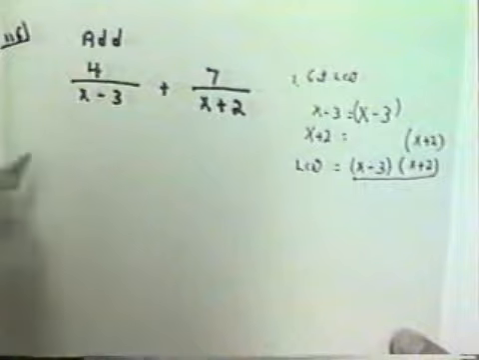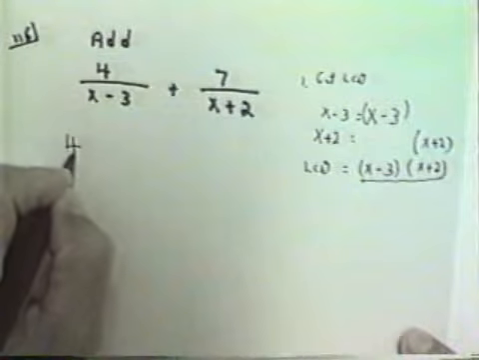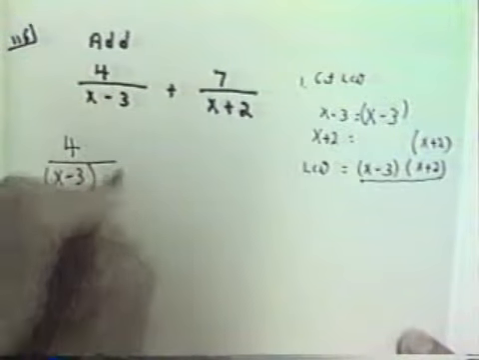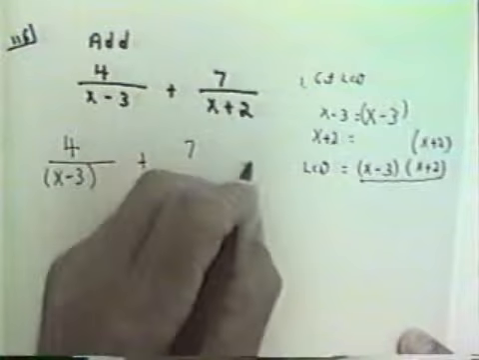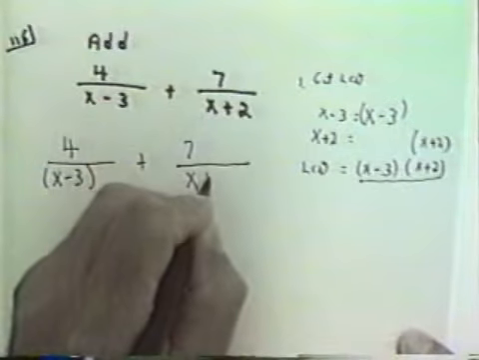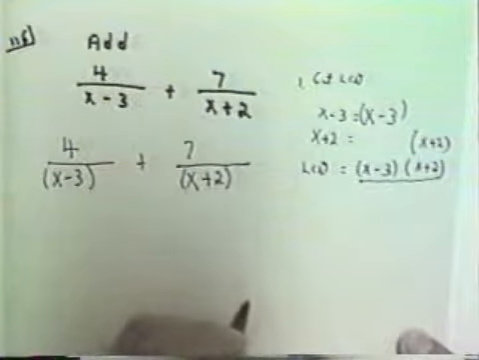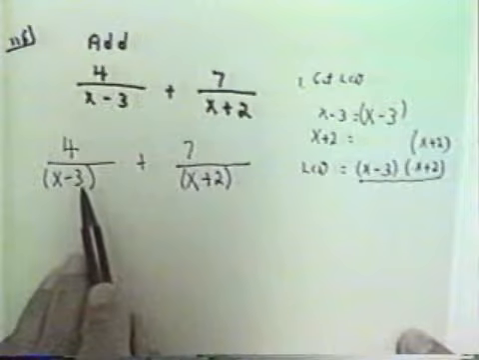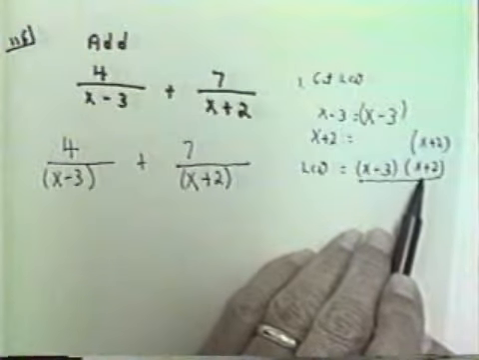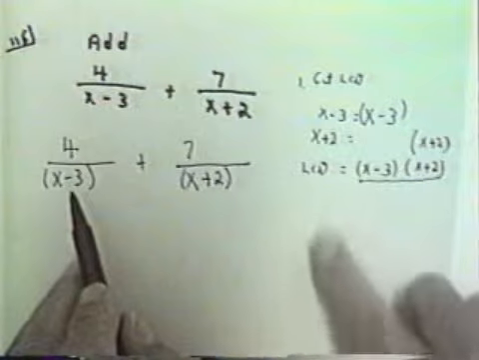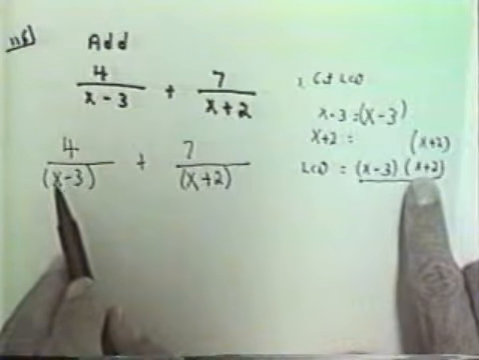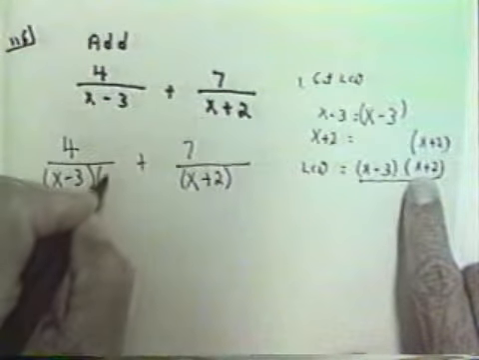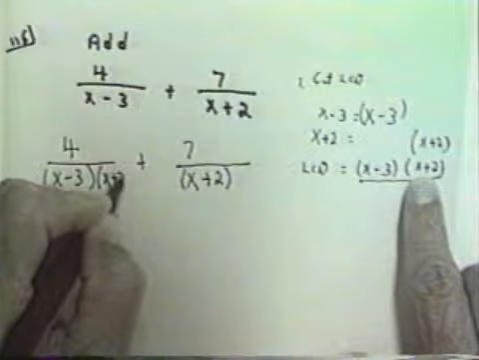So I'm going to rewrite these exactly as they are. 4 over x minus 3 plus 7 over x plus 2. Now you have to ask yourself the question, what do I multiply x minus 3 by to get the common denominator? In order to get x minus 3 times x plus 2, I have to multiply x minus 3 by the x plus 2. So I must multiply the denominator by x plus 2.